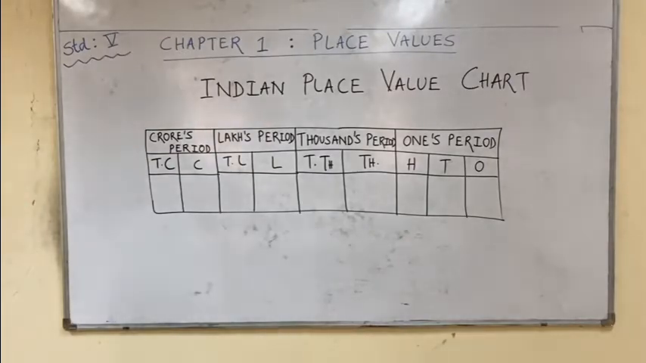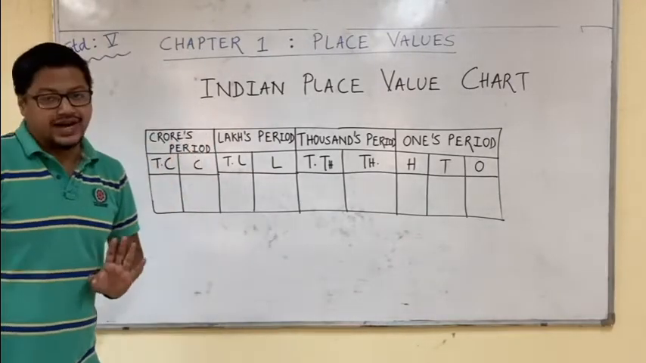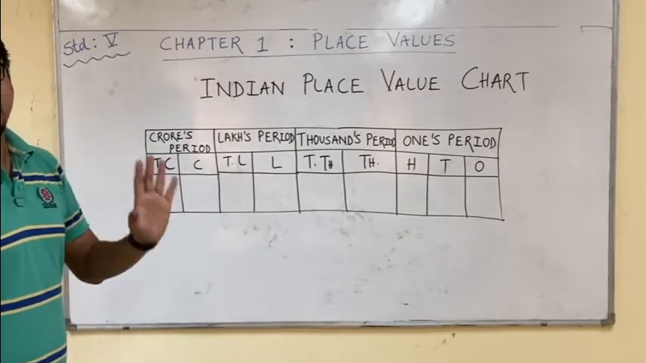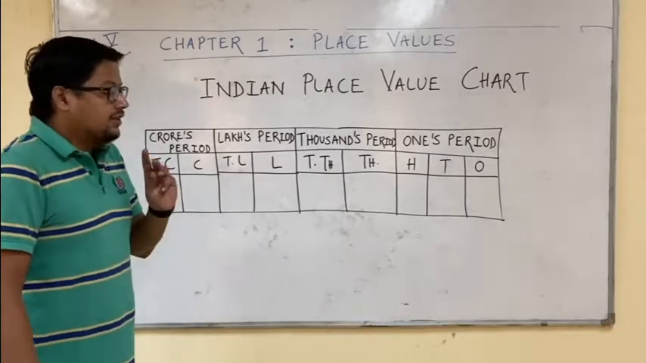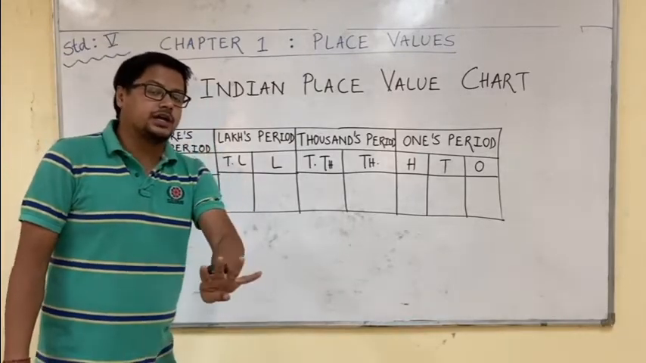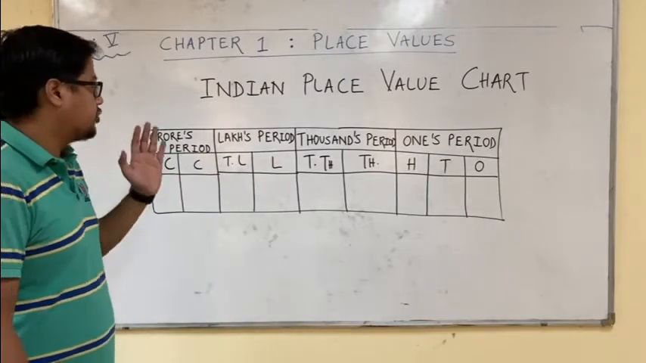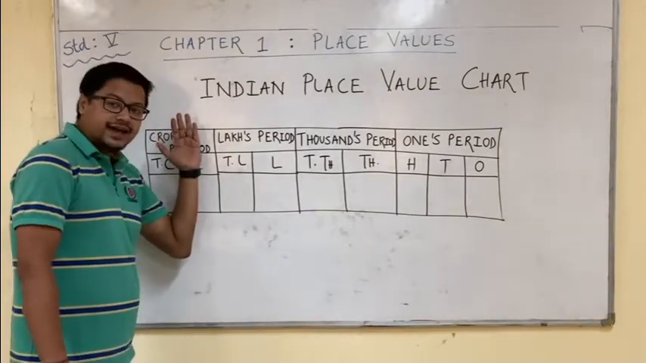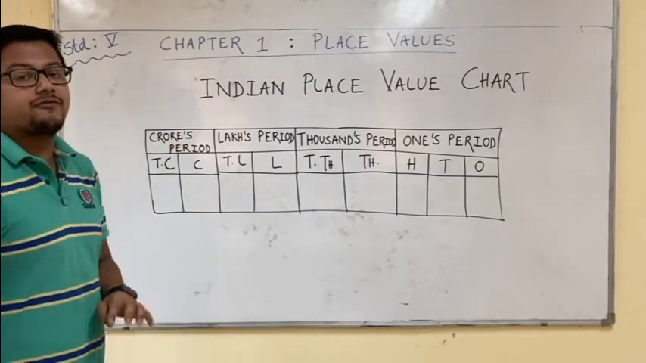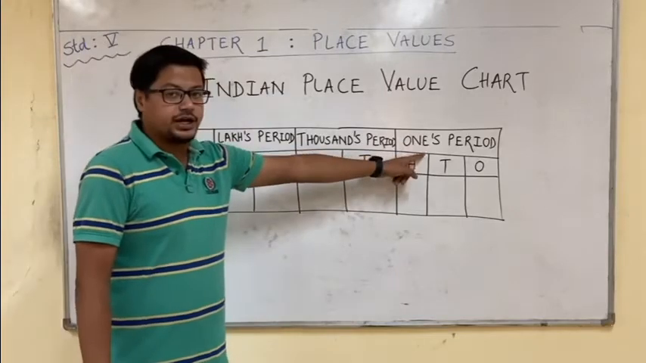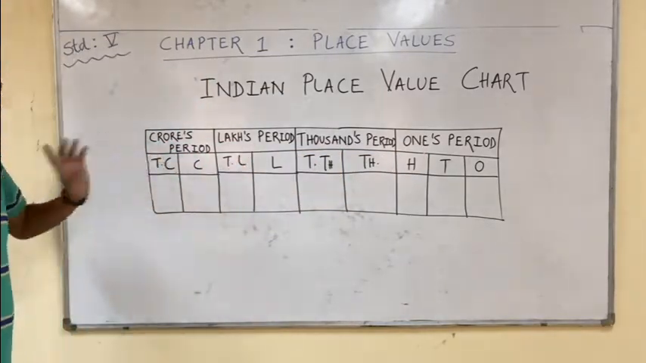Okay students, welcome back. I hope you can see Indian place value chart. Okay. Now first of all, let me explain you the basic components, then we will go for example. There are 4 periods in a Indian place value chart generally for 5th standard. In 4th standard we have learnt up to only lakhs period. Here we will be learning up to crores period. So there are 4 periods: ones period, thousands period, lakhs period, crores period.